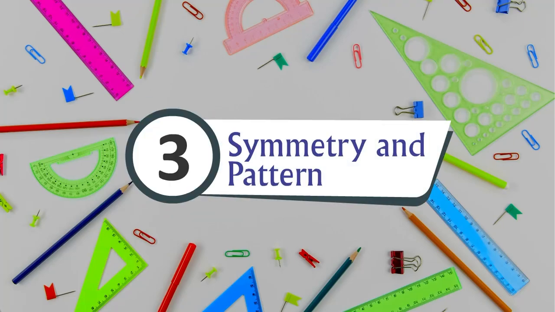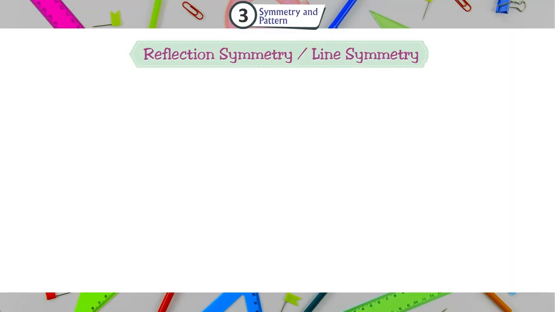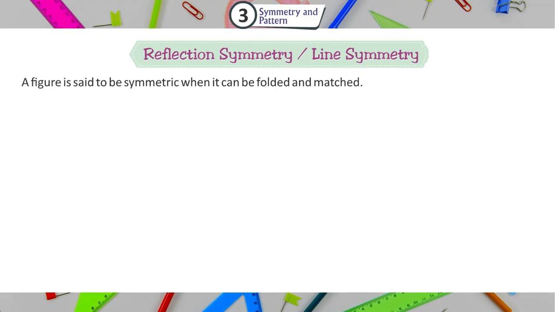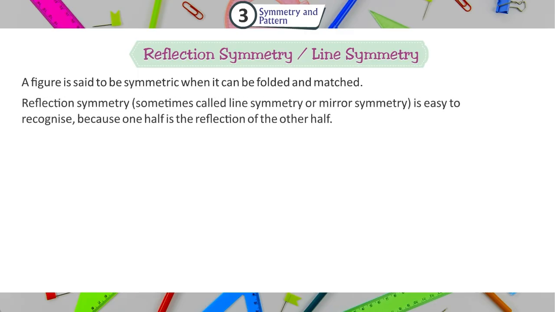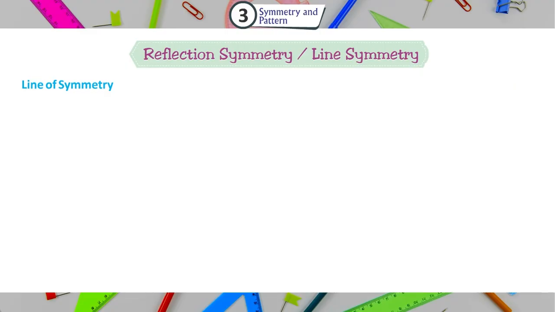Chapter 3. Symmetry and Pattern. Reflection symmetry or line symmetry. A figure is said to be symmetric when it can be folded and matched. Reflection symmetry, sometimes called line symmetry or mirror symmetry, is easy to recognize because one half is the reflection of the other half. Line of symmetry.